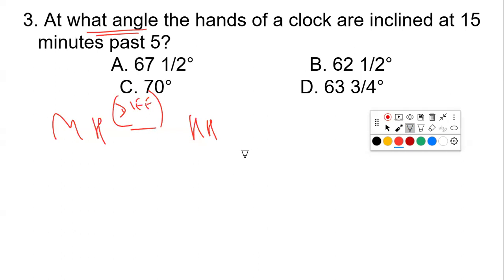So what is the time? 5:15. This is 15 minutes past 5. Because it is past, after 5 it is 15.